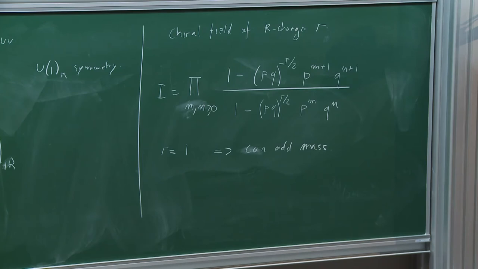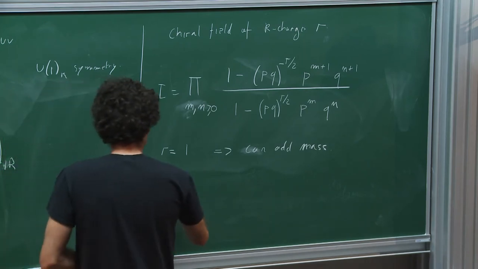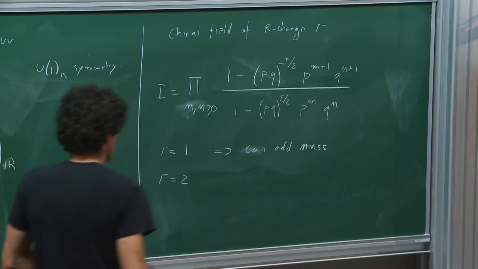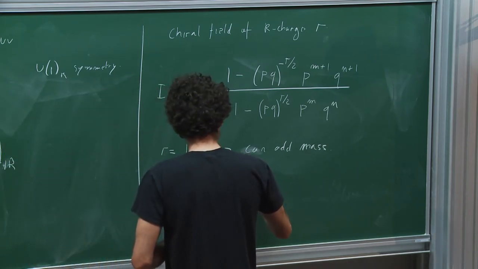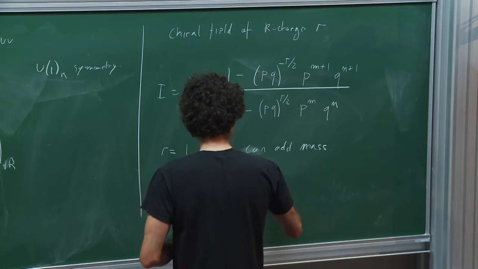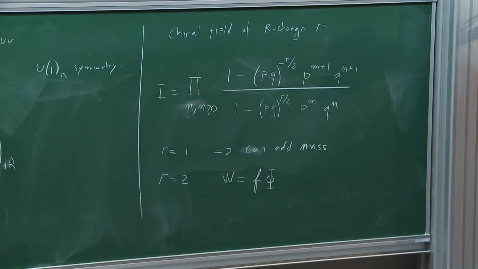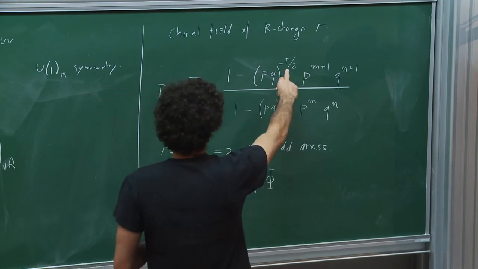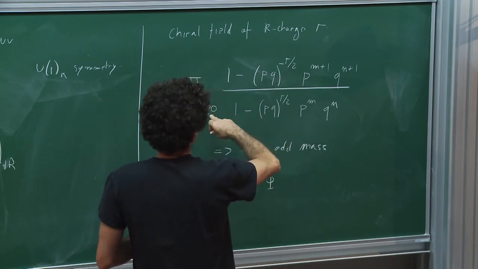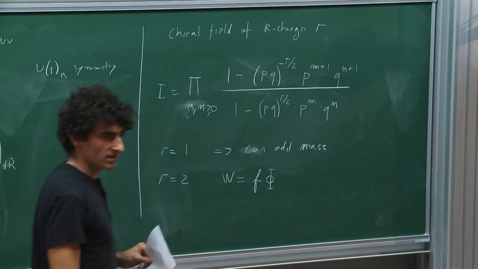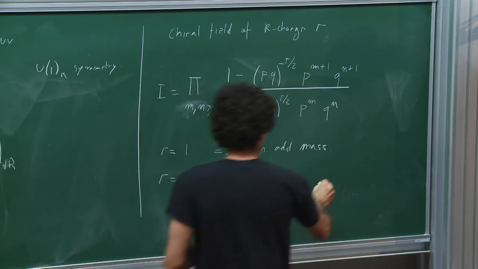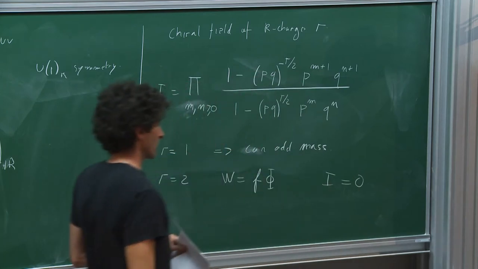Okay, so now we can do another example, which is R equal to 2. R equal to 2 means that we can just add to the superpotential a linear piece. So we can take the superpotential to be f times phi. And then supersymmetry is broken, and therefore we would expect to find no supersymmetric vacua. So let's check what the index is for R equal to 2. For m and n equal to 0 and R equal to 2, in the numerator there is a piece which is 1 minus 1. That's 0, and therefore the index is 0. So it works also in this case.